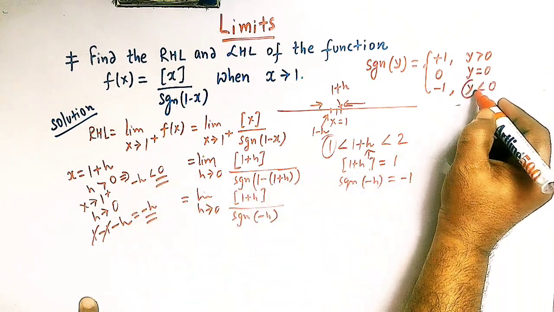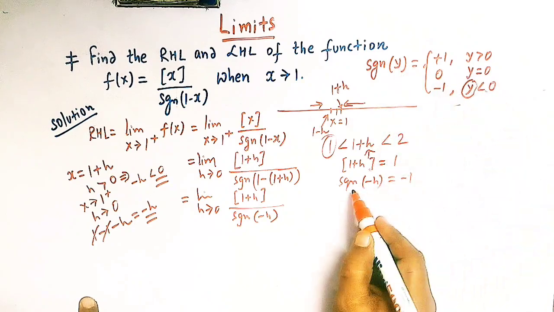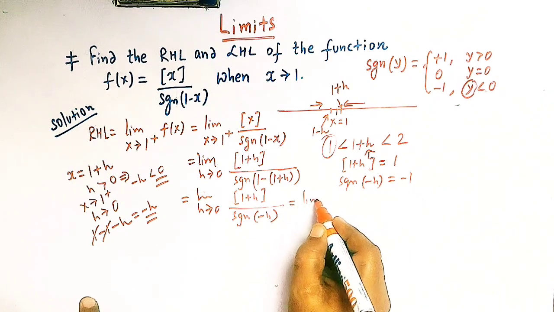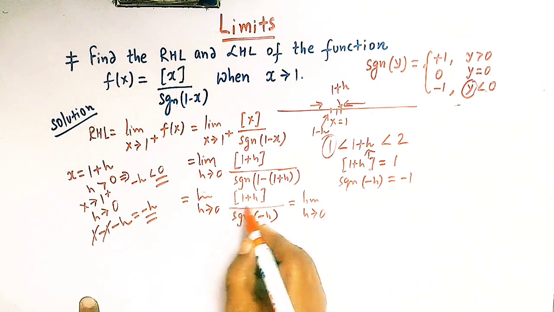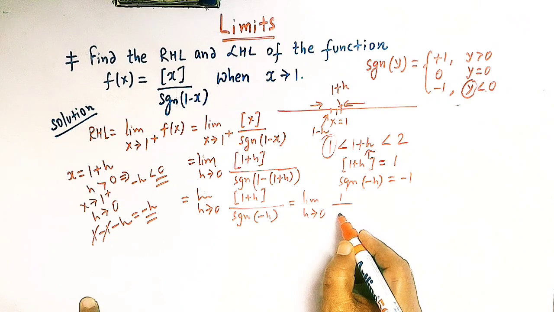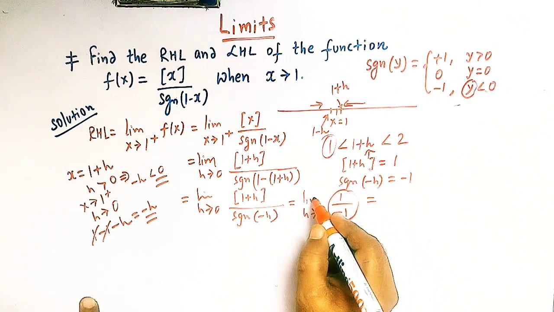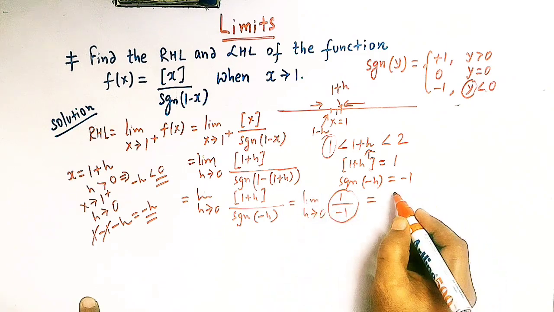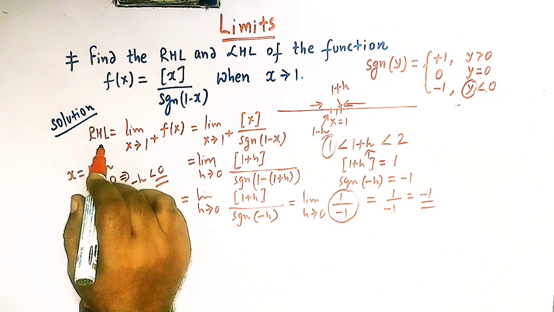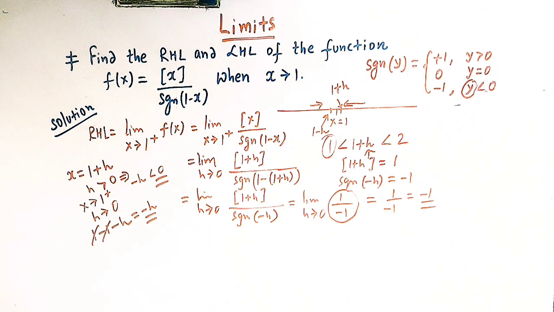Whenever y is less than 0, then signum of y is negative 1. So signum of minus h should be equal to minus 1. Now we have limit h tends to 0, and the greatest integer of 1 plus h is simply 1, and signum of minus h is minus 1. And now this entire term is independent of h, so we omit the limit notation. So we have 1 over minus 1, that is equal to minus 1, right? So the right hand limit of this function is minus 1.